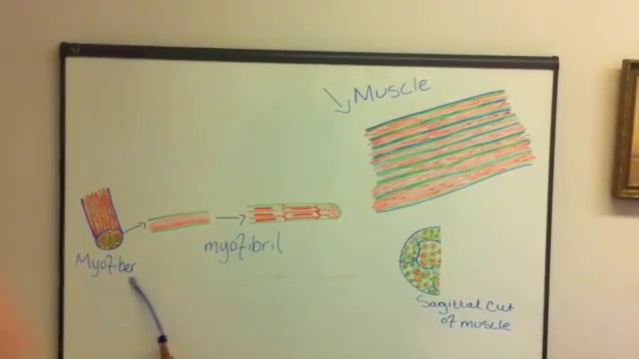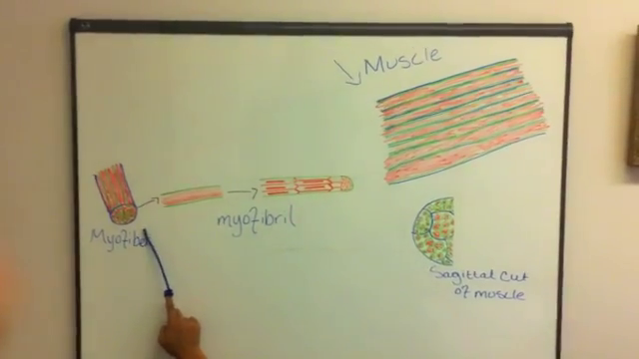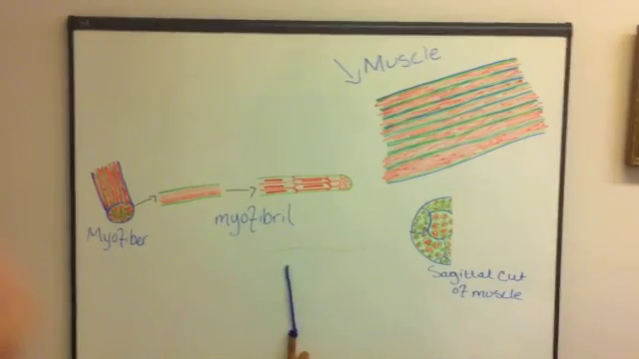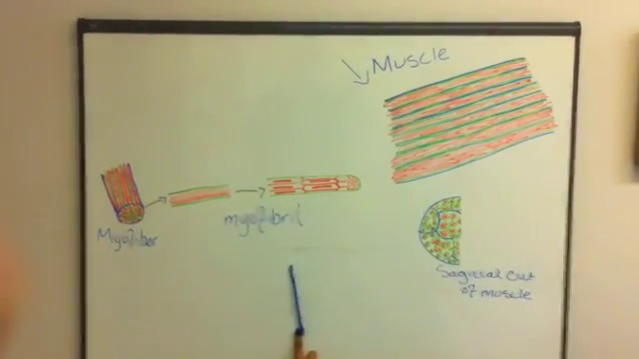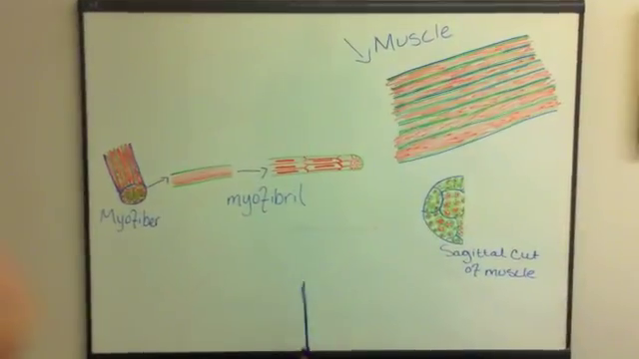A fascicle is a bundle of 10 to 100 or more myofibers. Each myofiber has little thread-like structures that extend across the entire fibril, called myofibrils. Their prominent striations make the entire skeletal muscle appear striated.